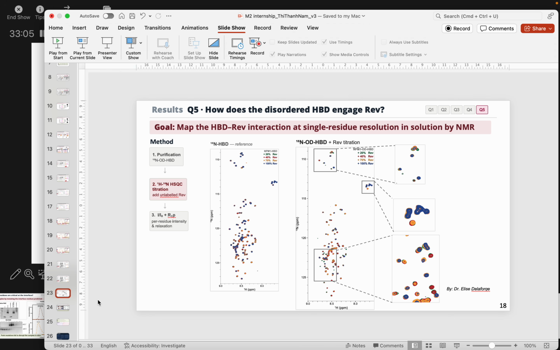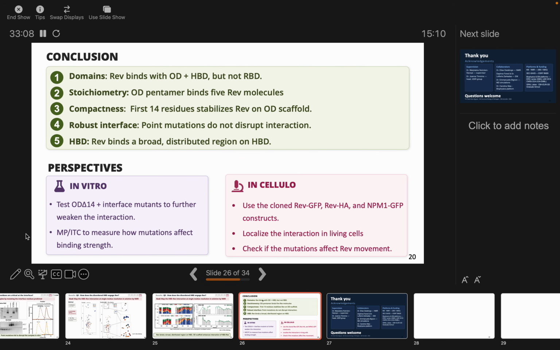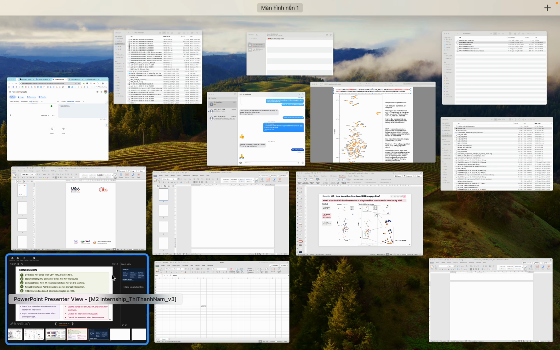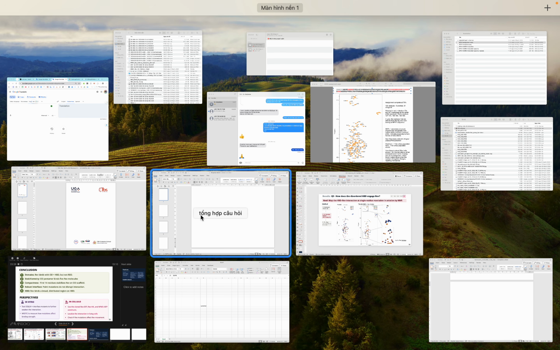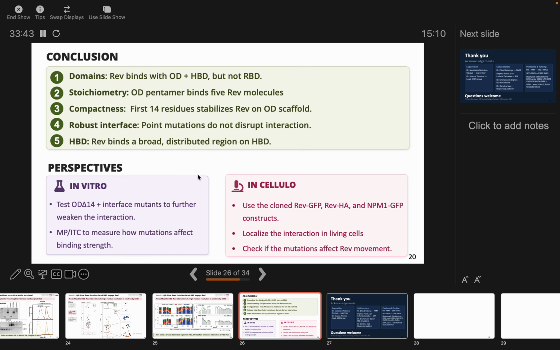First 13 residues stabilize without S. Compactness, number 3. Not sure about that. No, I think you add an S first. Not sure that the first 13 residues stabilize without S at the end.